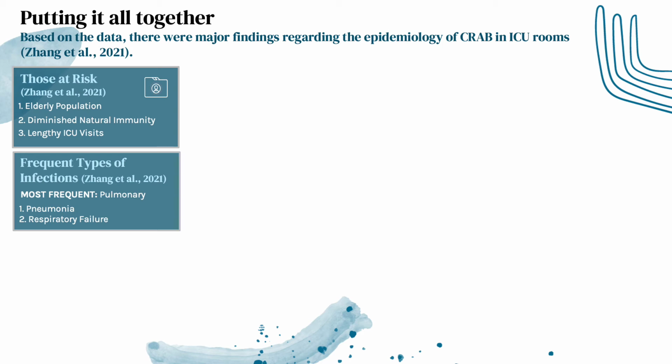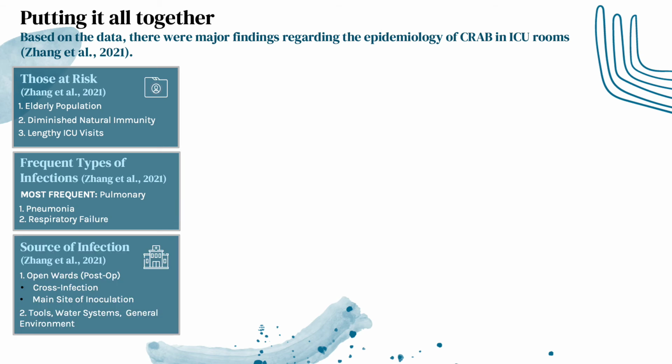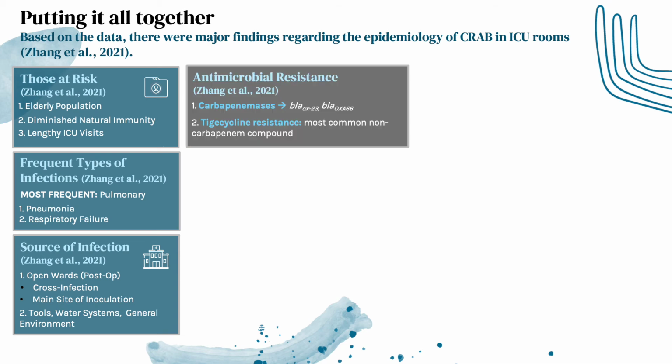With that in mind, how did these patients acquire these infections in the first place? So it was found that in open wards such as post-op areas, there was increased potential cross-infection between patients and overall inoculation of the organism. As discussed before, several medical devices and the general hospital environment also contribute and can pose as sources of infection.